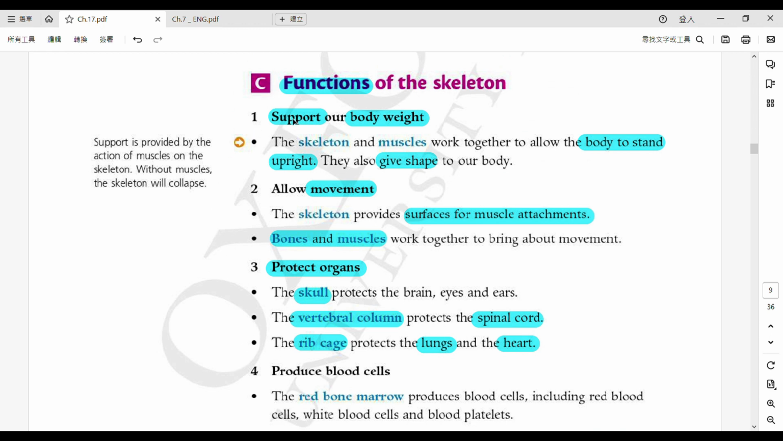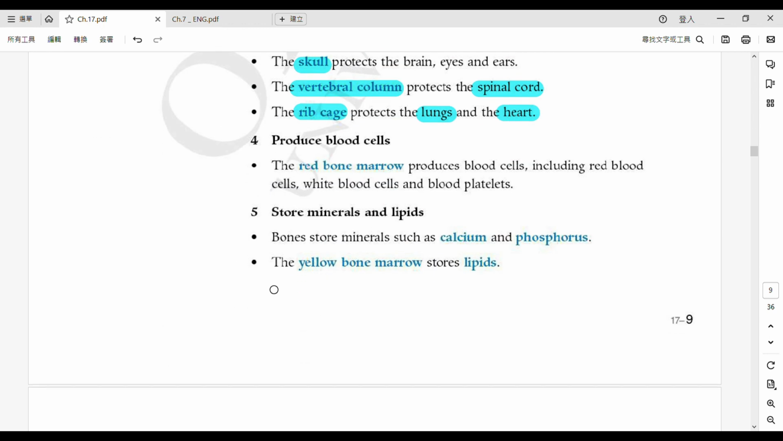Provide support, allow movement, because it's a muscle attachment, and lastly protect organs. But these two, we have mentioned quite infrequently. Please also pay extra attention here. One of them is to produce blood cells.